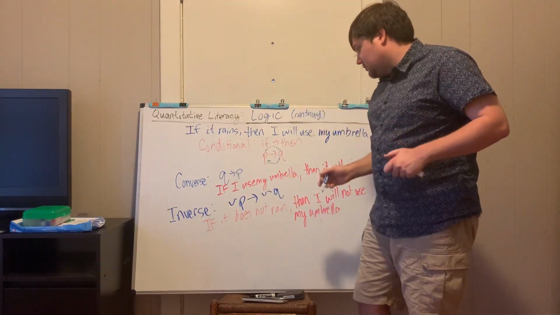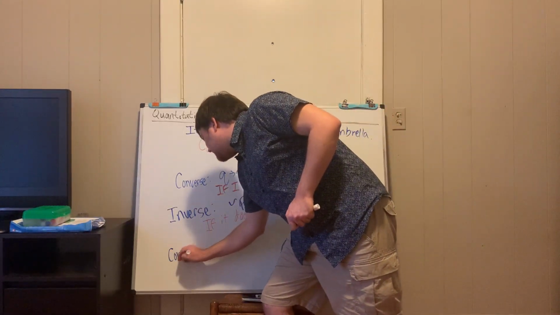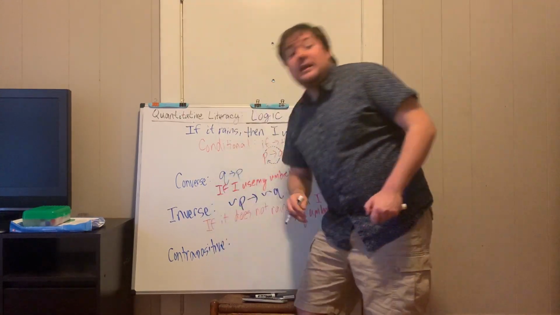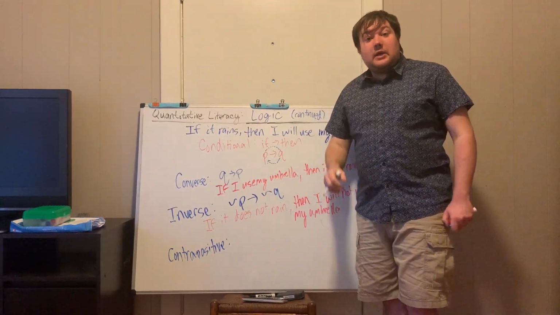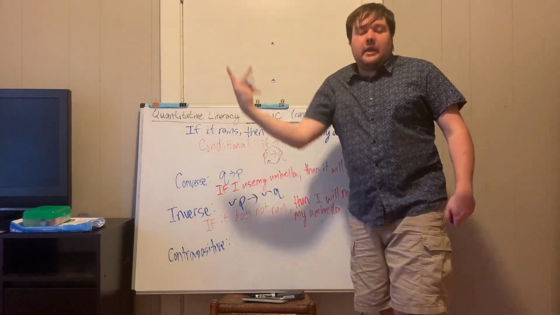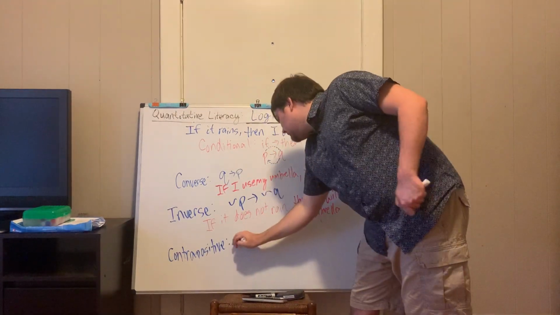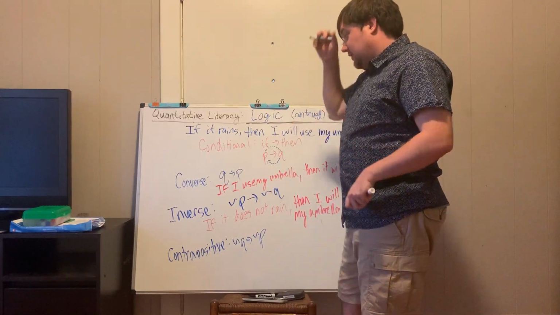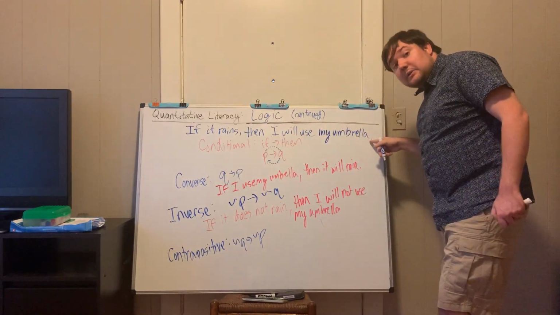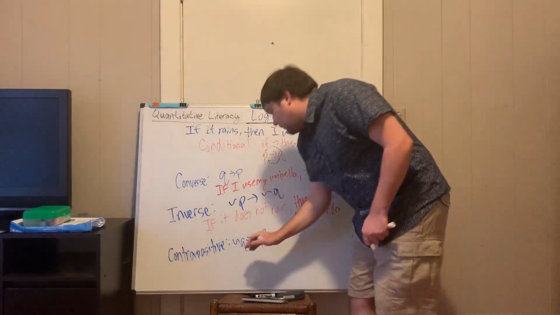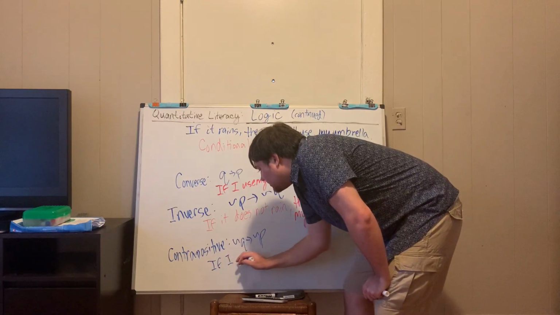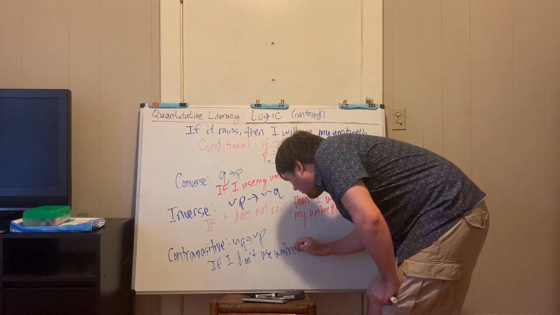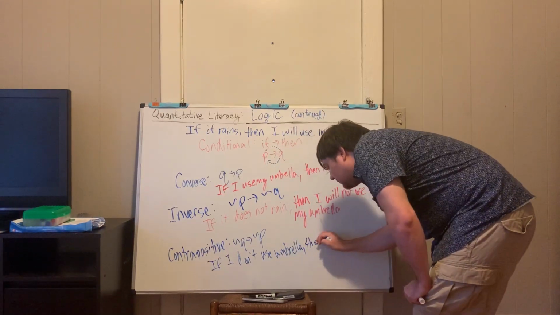The final manipulation that we're going to see is the contrapositive. It is a combination of these two. You invert the statements and you switch their locations. So this is not Q implies not P. And so this says, if I do not use my umbrella, then it's not raining.